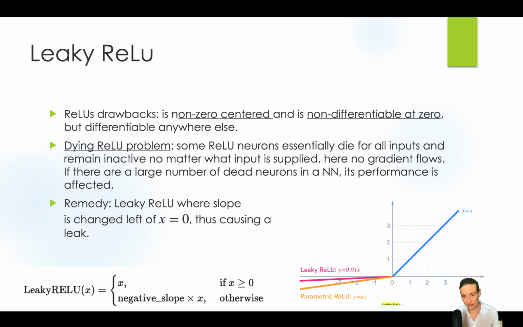That doesn't happen for ReLU at point 0. So that means they're non-differentiable. We sometimes get a dying ReLU problem because of this. And to remedy this, we can use Leaky ReLU, which basically still has a very small slope when our input becomes negative, thus creating a sort of leak.